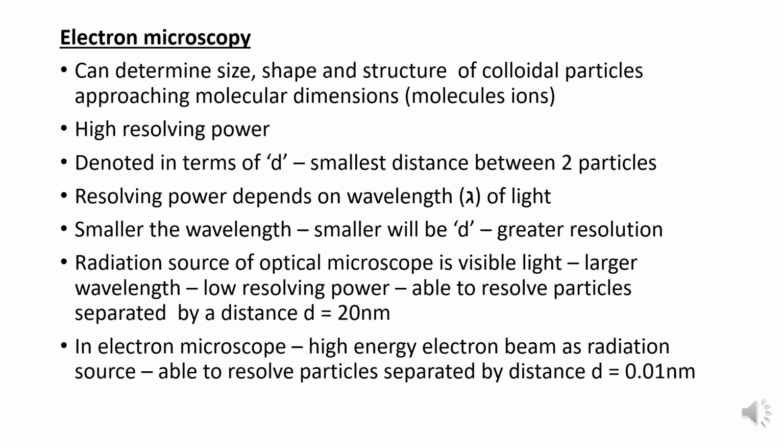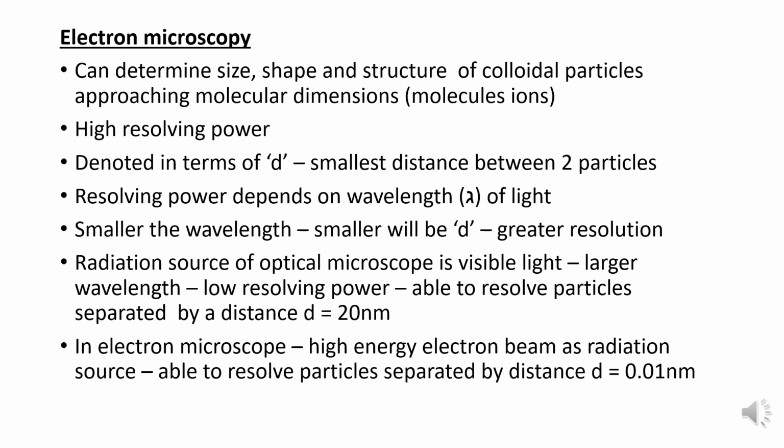So the next property is the electron microscope. Electron microscopy is used to determine the size, shape, and structure of colloidal particles. And why the electron microscope? Because ordinary microscopes use visible light with low resolving power, but electron microscopes have high resolving power. Resolving power is the ability to distinguish two nearby particles separately, and it is denoted by small letter d, the smallest distance between two particles. That is the resolving power.